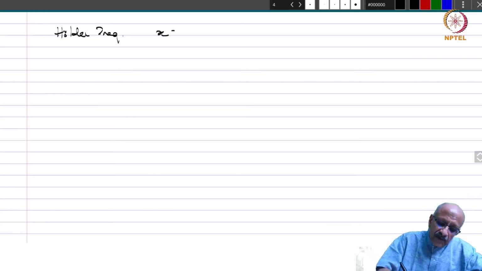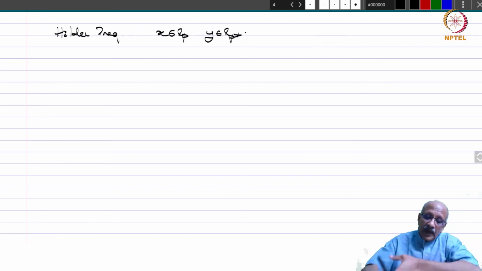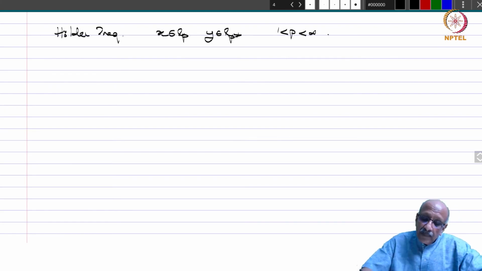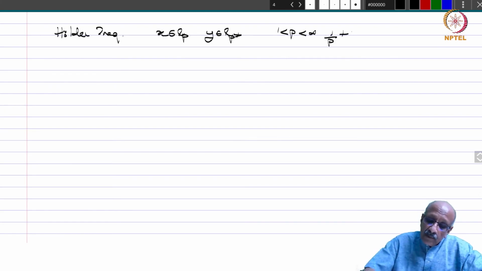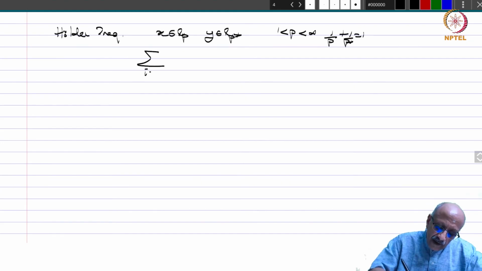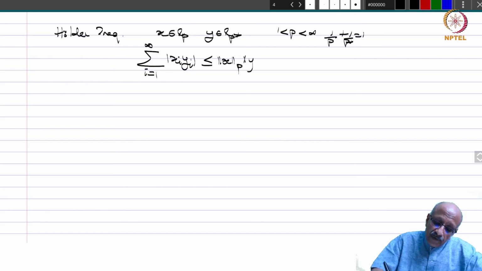So we have x in l^p, y in l^p*, where 1 < p < infinity and 1/p + 1/p* = 1. This is the conjugate exponent. Then the sum from i equals 1 to infinity of |x_i y_i| is less than or equal to ||x||_p ||y||_p*.